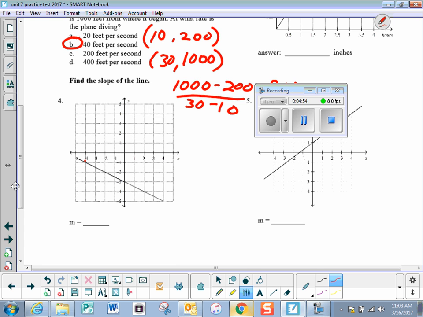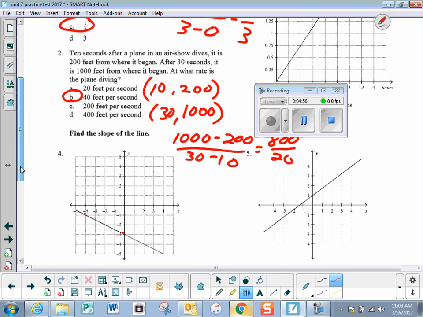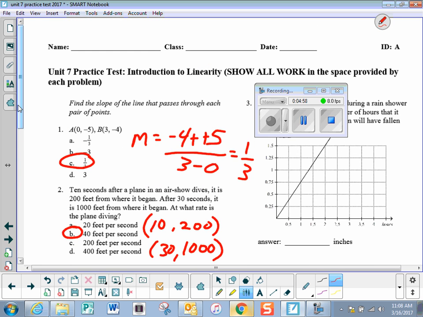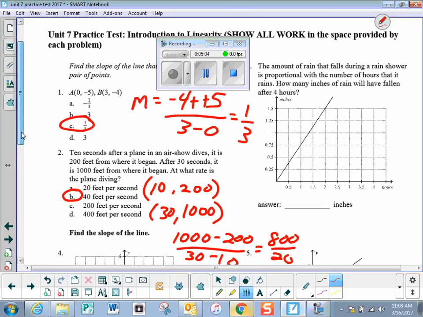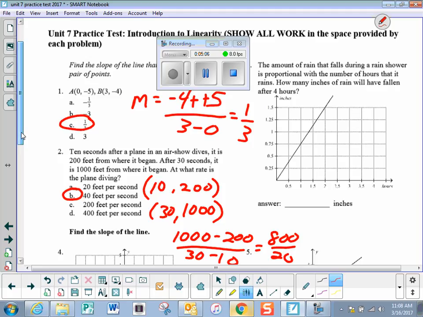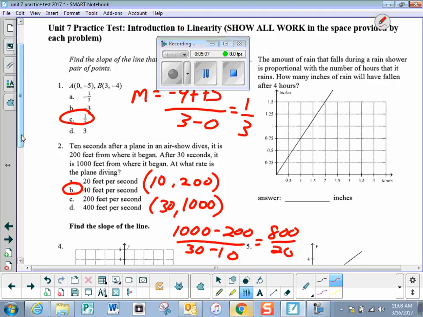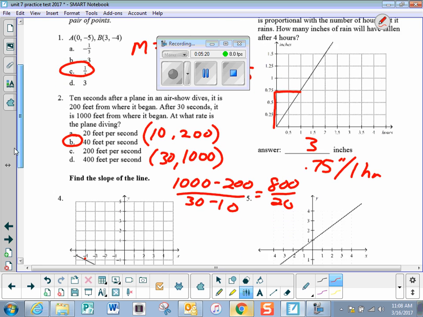Okay, number 4, slope, rise over run. Those look like points. Okay, let's do 3 first. All right, so how much rainfall, let's see. The question is, how many inches of rain will have fallen after 4 hours? Well, how fast is it going? 0.75 inches per hour. So what's 4 times 0.75? 3. Okay, you could write a rule for that.